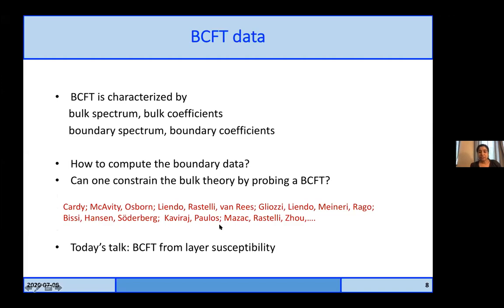So there is a huge literature on boundary conformal field theory, and I have written some of the references over here. Today I will be talking about how to constrain boundary conformal field theory from a quantity which is known as the layer susceptibility. So what is the layer susceptibility?